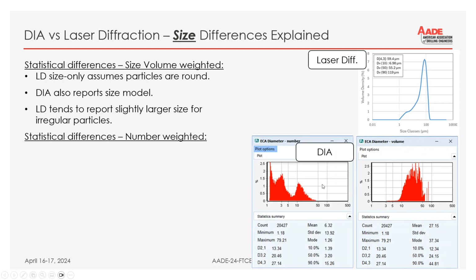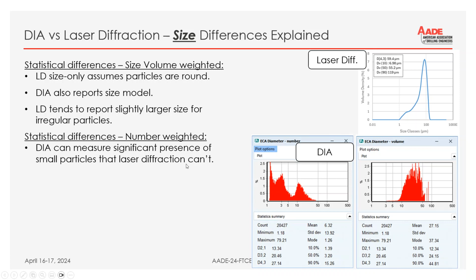Statistical differences for the number weighted. Dynamic image analysis gives you the ability of getting this same sample and viewing this large amount of small particles. Again, you can measure in under a minute tens of thousands of particles, and you'll be able to get a statistical representation of all these small particles. So it will be able to see that significant presence of small particles that laser diffraction cannot. And I'll show it on a video on the following slide, I think 2 slides down.